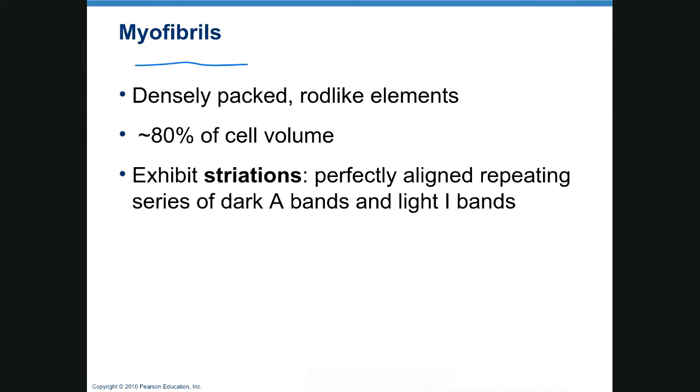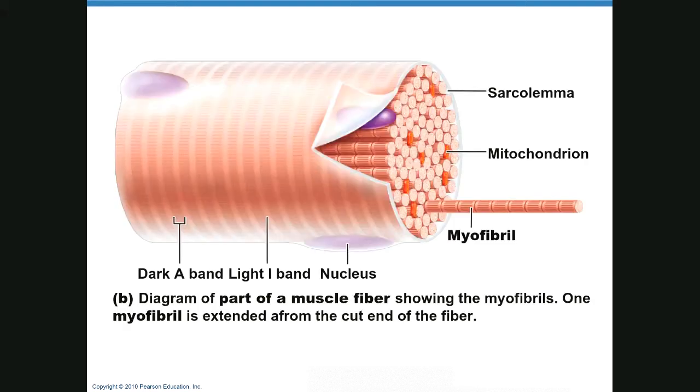Myofibrils are the little tiny rod-like elements made up of actin and myosin, and they make up about 80% of the cell volume. And these are your striations, and they're perfectly aligned, and you see dark bands and light bands we call I bands. So dark, light, myofibril. Here, each of those, and you see they're aligned with each other. So you can see the whole streak of light and a whole streak of dark.